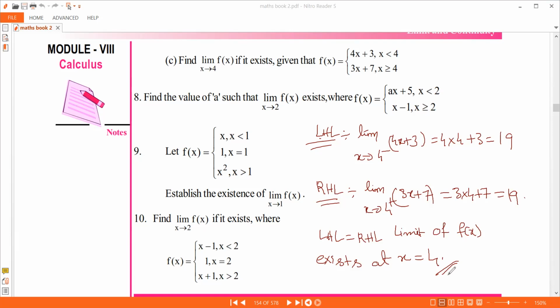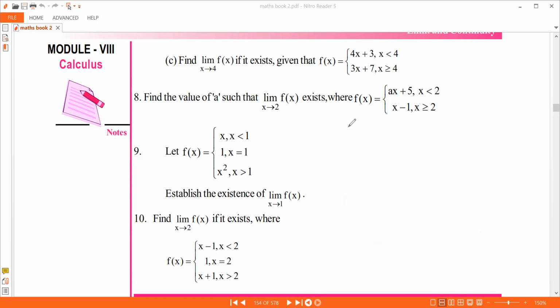Okay, now we'll go ahead. Now let's see question number 8. Find the value of a such that limit x tends to 2 of f of x exists, which means that the LHL should be equal to RHL for this. So what is LHL? Limit x tends to 2 minus, that means less than 2. Less than 2 case is ax plus 5.